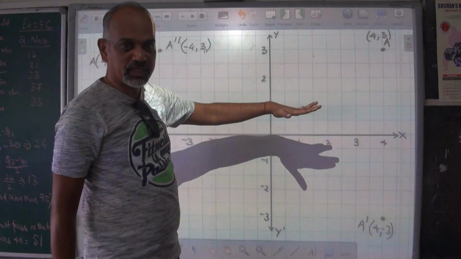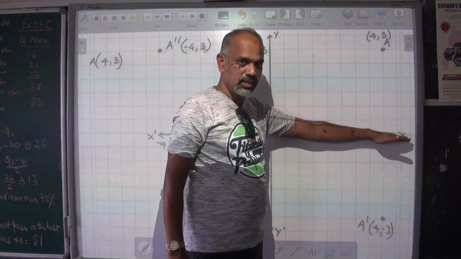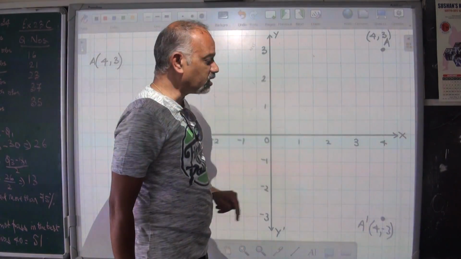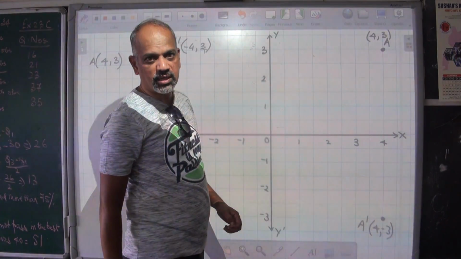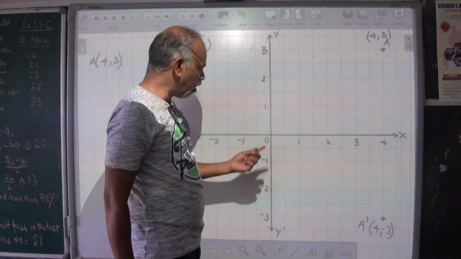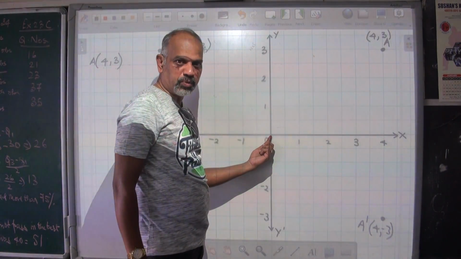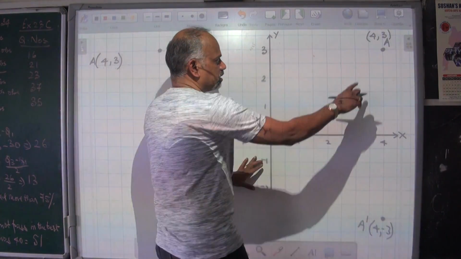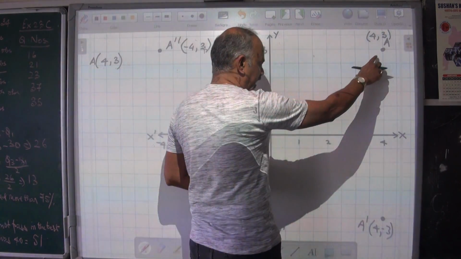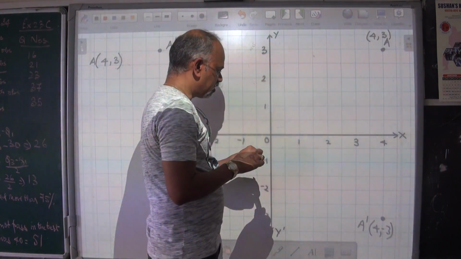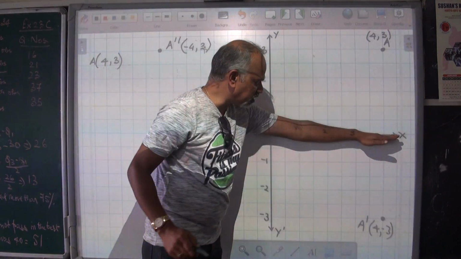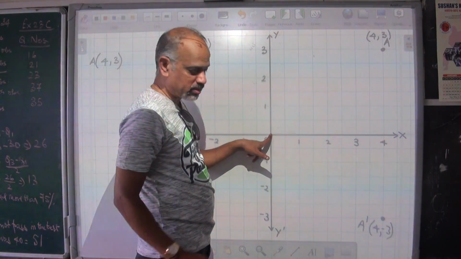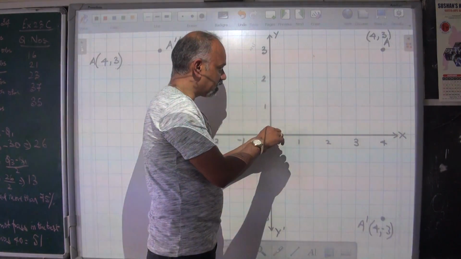So first reflection was on the x-axis. The second reflection is on the y-axis. And the third reflection is you're going to see in the origin. Origin is this one, the meeting point of both the x-axis and the y-axis. So I'm going to start again from A and reflect it in the origin. Now the origin is not a line. X-axis was a line, y-axis was a line, but the origin is just a point. That is your mirror.